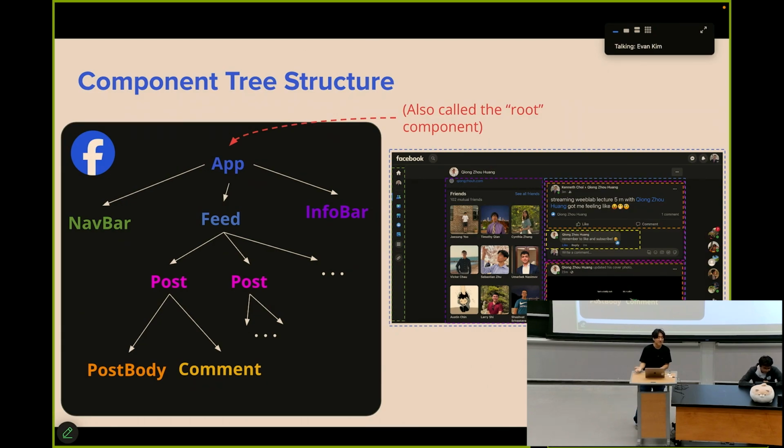So it makes sense why the app component is called the root, because it's the root of the tree. And the arrows indicate dependencies. So app depends on the three components, nav bar, feed, and info bar, because that's what's used to build it. And then feed depends on posts, and posts depends on the content and the comments.